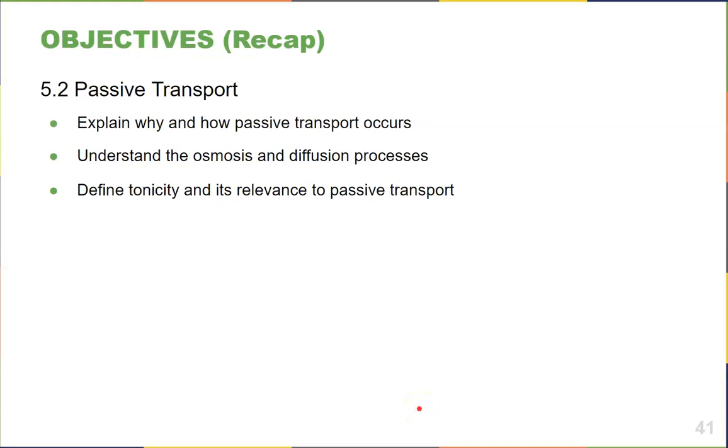All right, so that's 5.2, passive transport. Hopefully now you can explain how and why passive transport occurs. It occurs down the concentration gradient. Hopefully you can understand what osmosis is and the diffusion process, and you can describe tonicity and passive transport.